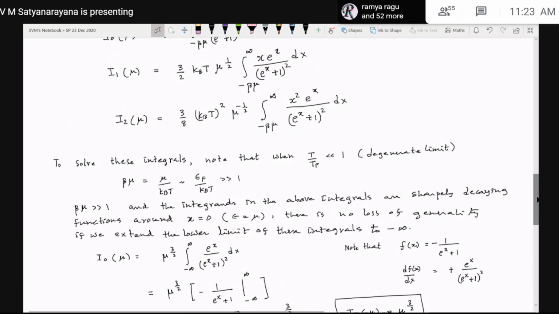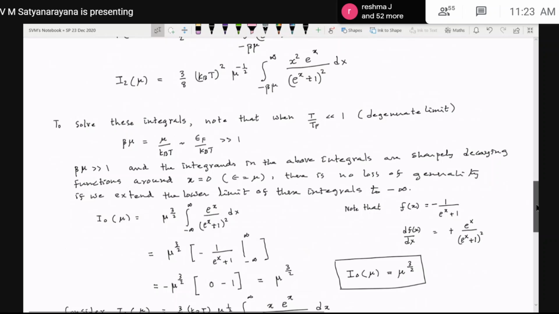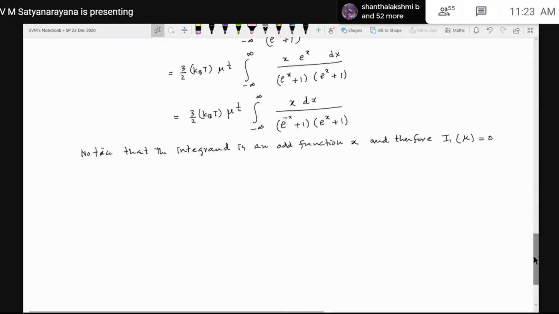Now let's come to the second, I2 of mu. So I2 of mu is 3 by 8 kBT the square into mu to the power minus half, integral minus infinity to infinity, x square e to the x divided by (e to the x plus 1) the whole square.